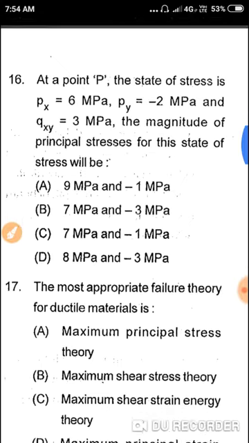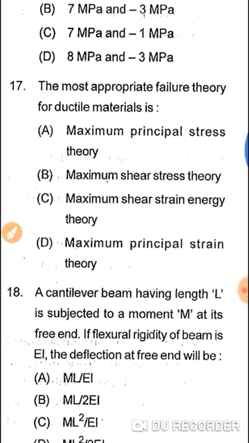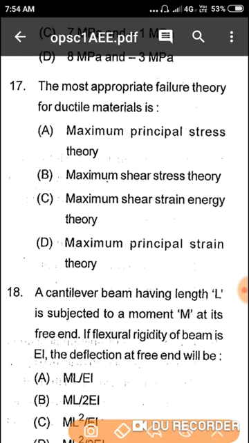Question number 17. The most appropriate failure theory for ductile materials. This is the most important question in every exam. Option A, maximum principal stress theory, maximum shear stress theory, maximum shear strain energy theory. Option A, maximum principal stress theory, belongs to brittle material.